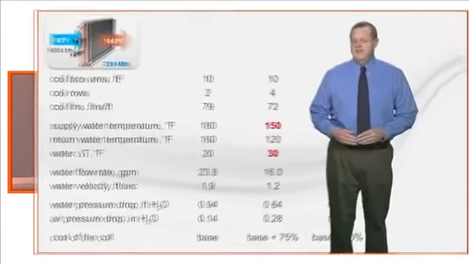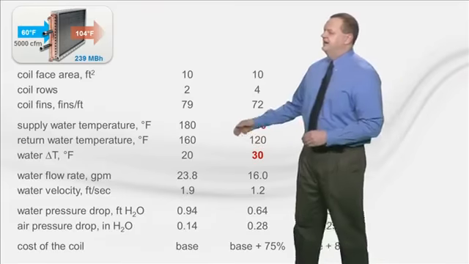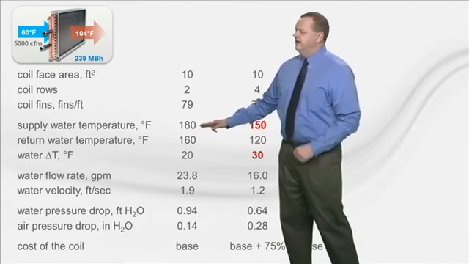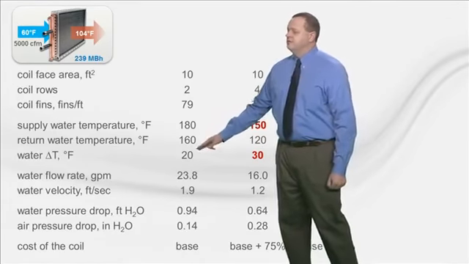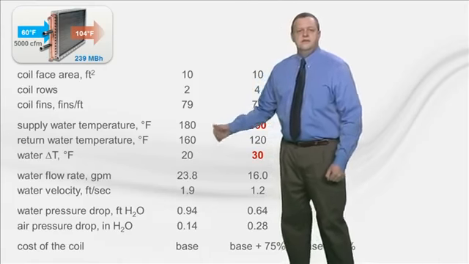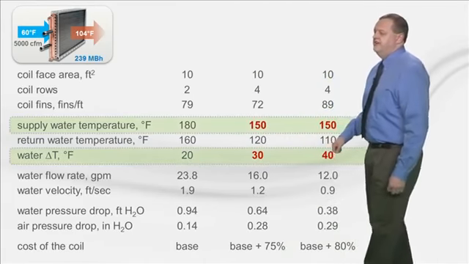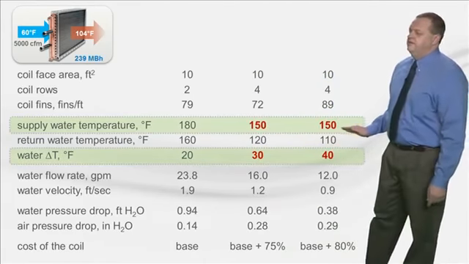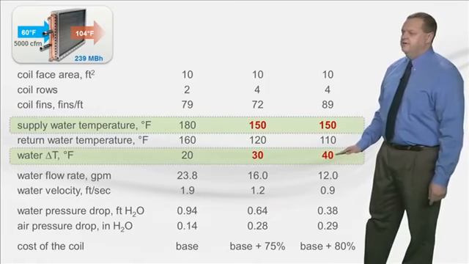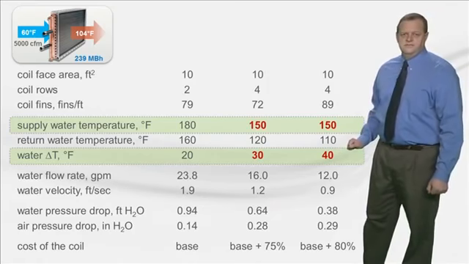Now, let's take it a step further and ask, what's so special about 180 degree supply water? Going back to our same example, this first selection on this slide is the same as we saw before, 180 degree supply water with a 20 degree delta T. But these other two selections show the same size coil with 150 degree supply water and either a 30 or a 40 degree delta T.